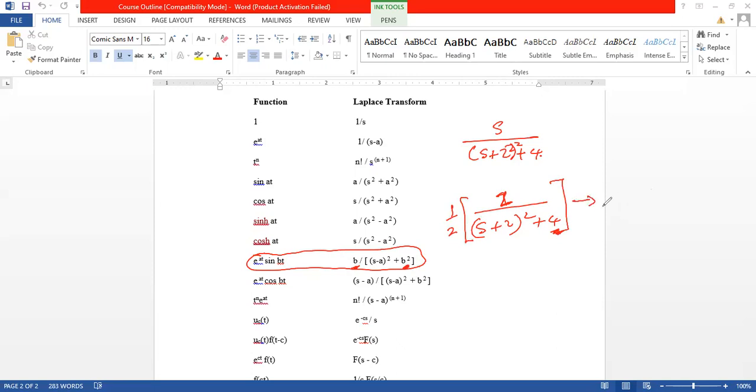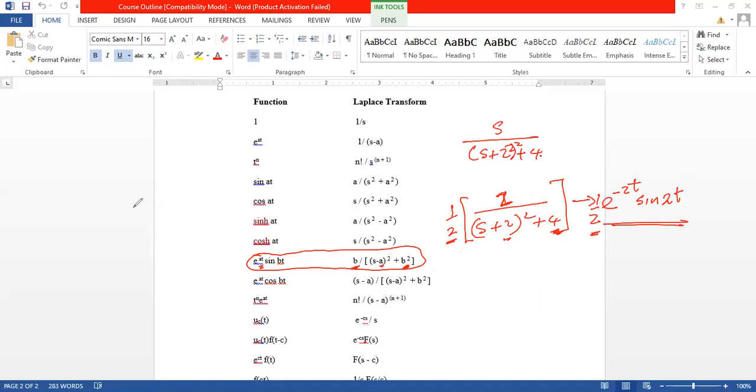Therefore, that is going to be e to the minus 2t, so the minus a, and the sign change. This is plus a, so the sign up here must be minus. Sine b, which is 2, sine 2t. So that part there is e to the minus 2t, and we put the half back. Sorry, the half is here, so I put back the half.